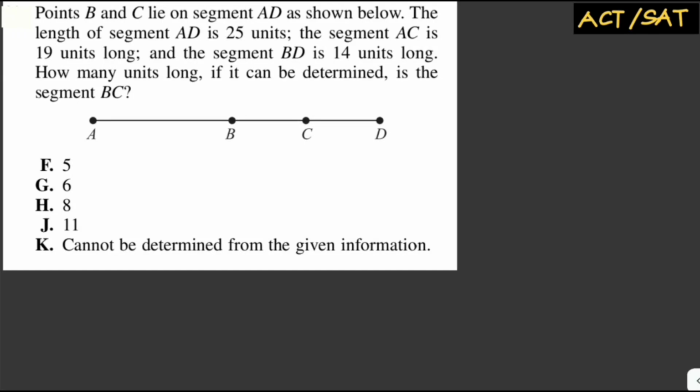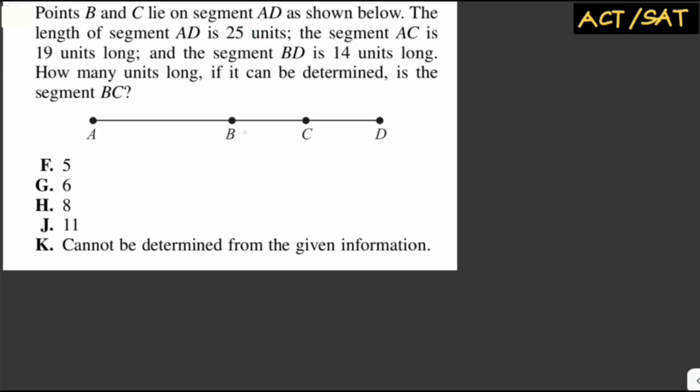Points B and C lie on segment AD as shown below. The length of segment AD is 25 units. The segment AC is 19 units long, and the segment BD is 14 units long. How many units long, if it can be determined, is the segment BC? Okay, we're given here the length of segment AD, which is equal to 25 units, and the length of segment BD, which is equal to 14 units.